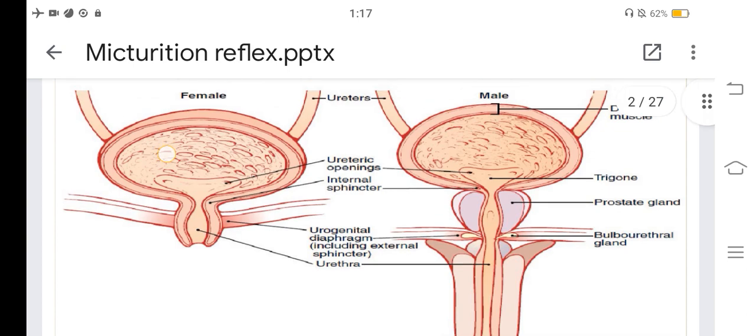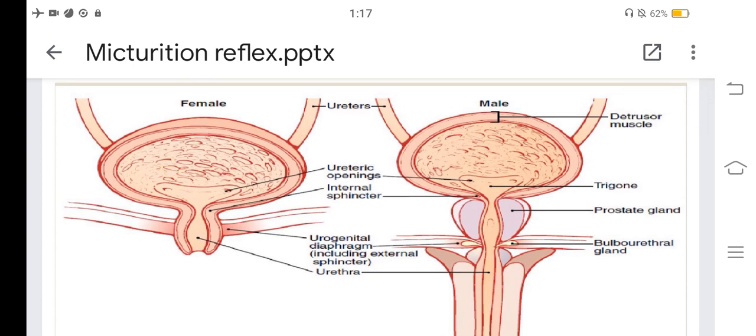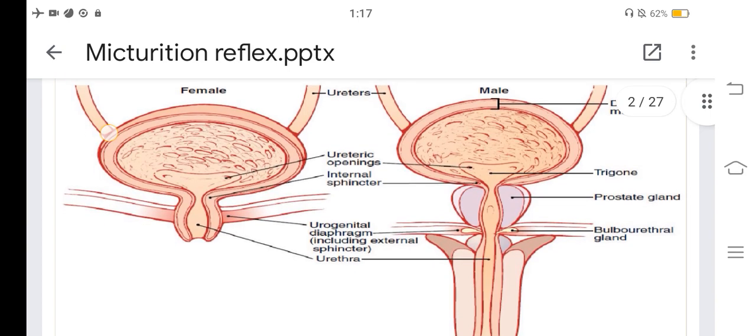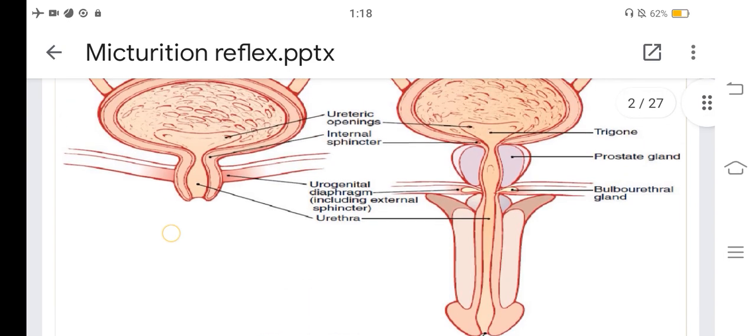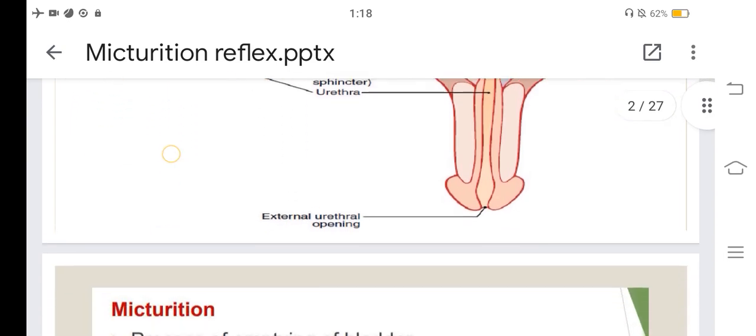In case of male, we could see detrusor muscles, that are also present in females. Then a bone-shaped structure called the trigone. Then in case of male, the prostate gland is shown, along with the bulbourethral gland. So the structures are shown. And where the external urethral openings are shown in female and male is very important.